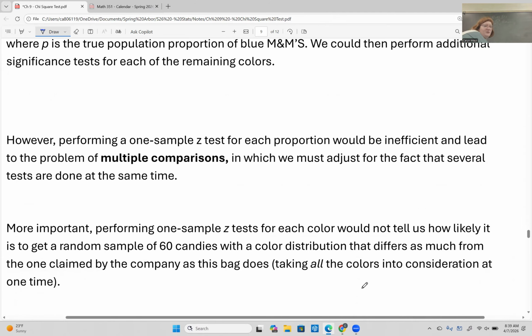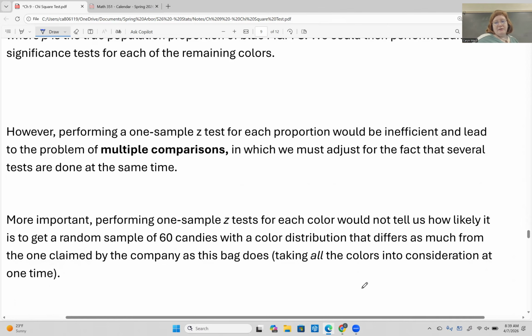More importantly, performing a one sample z-test for each color would not tell us how likely it is to get a random sample of 60 colors that differs as much as the one claimed by the company. Multiple one sample z-tests are not going to take all colors into account at once. They are just going to take into account, hey, the blues were off, or hey, the greens were off. We want to be able to test all of our colors at once to say, is the company's claim accurate? Big picture.